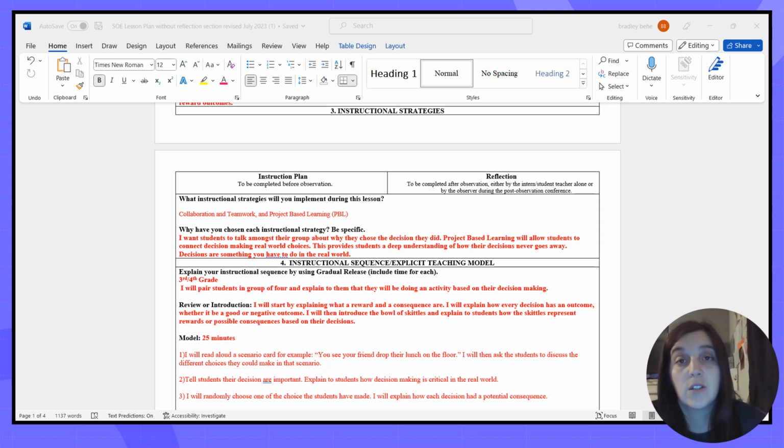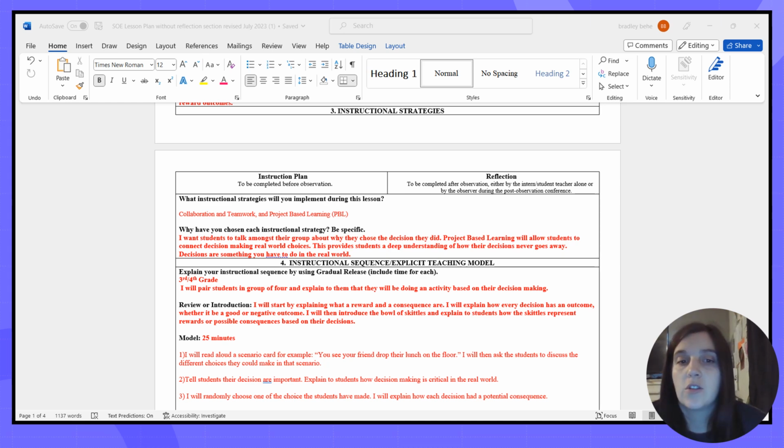This provides students with a deep understanding of how their decisions never go away. They will constantly be making decisions for the rest of their life, and it's something that they have to do in the real world.